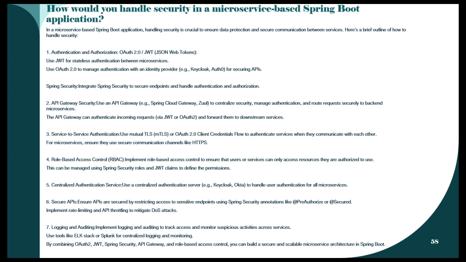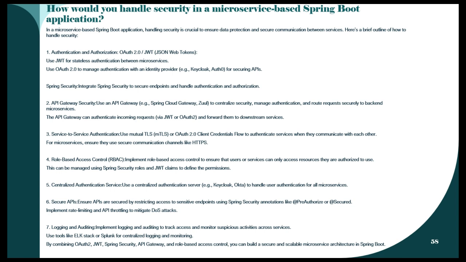This can be managed in Spring Security roles, along with the JWT claims we can define in the services, the permissions basically. Now there are centralized authentication services. You can use Keycloak or Okta to handle your user authentication for all your microservices. Then comes securing your API. You have to ensure that you are restricting certain sensitive endpoints which are not meant for a broader audience, so you can use security annotations like PreAuthorize and Secured. You can also implement rate limiting and API throttling, which can mitigate risks like DoS attacks and prevent them from happening.